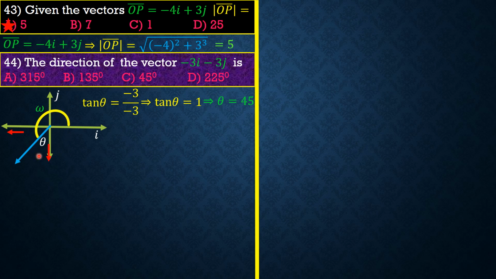So all we have to do, let's call the angle omega from the I axis to this vector. Therefore our omega has to be the same as 270 minus 45. Doing that, we are going to have an answer of 225 degrees. So guys, option D has to be the best option for this question.